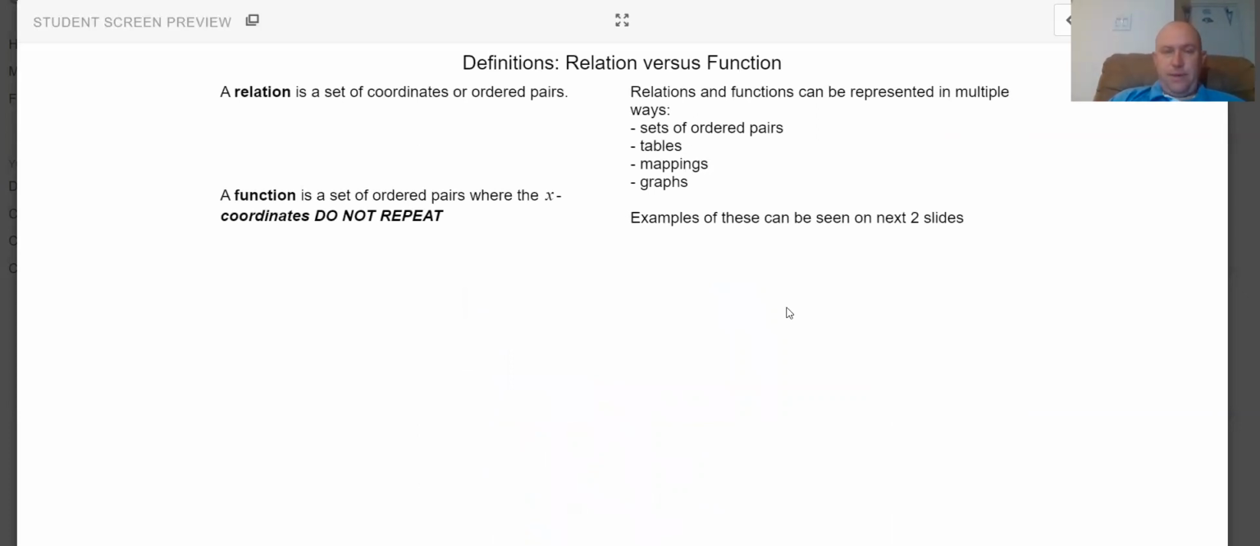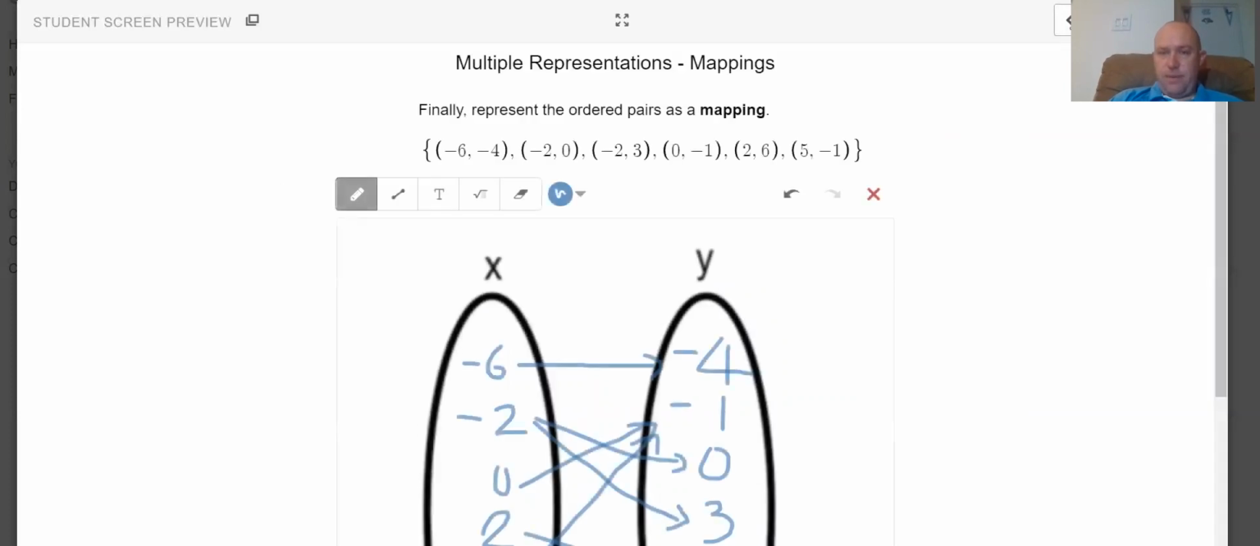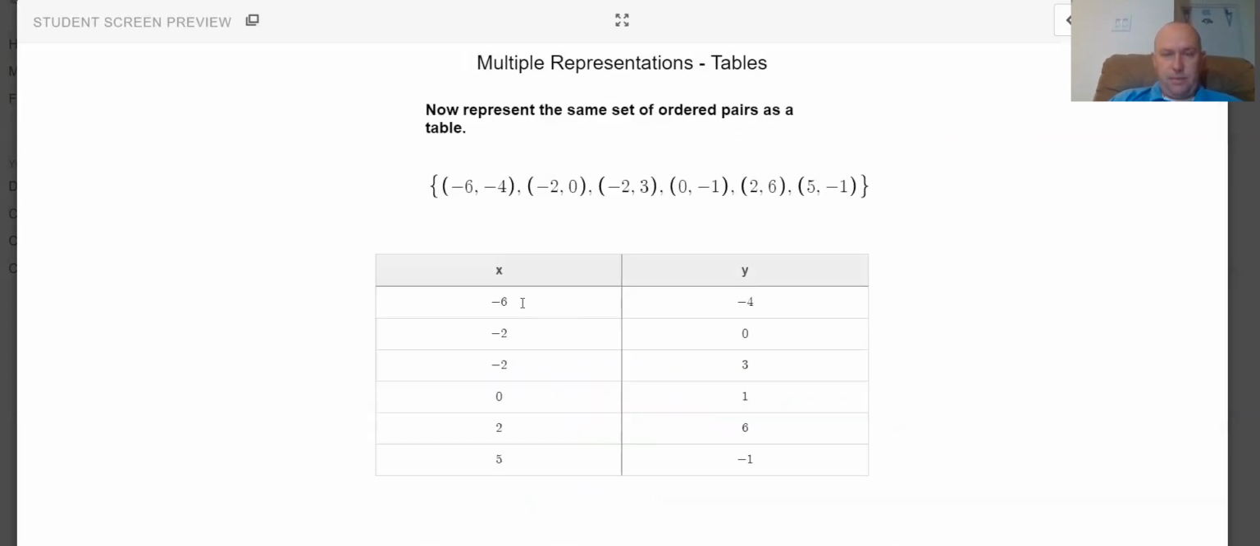So the difference between that relation and a function. A relation is just a list of coordinates, but a function is a set of ordered pairs where the x values do not repeat. Now, if I go back to my original table here, you can see that there's two -2's. So this is just a relation. It's not actually a function because I have repeated x values.